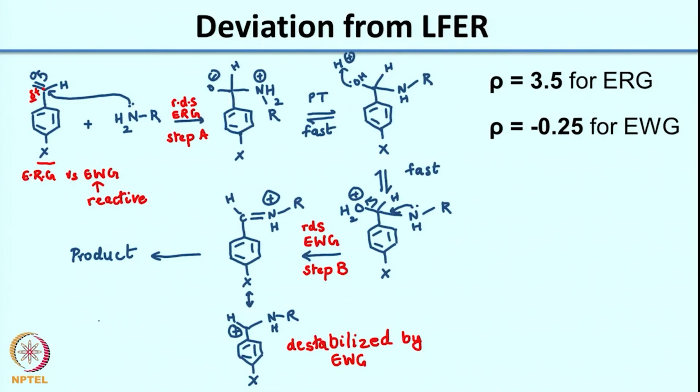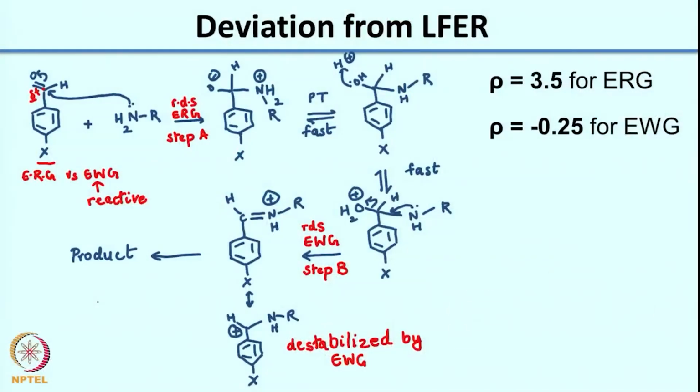Whereas for an electron withdrawing group, step B becomes the rate determining step, and in step B, as the group becomes less electron withdrawing, or in other words more releasing, the rate increases and you have a negative slope. So, this is a very interesting example where you have a fine equilibrium such that depending on the substituent you can change the rate determining step from step A to step B.